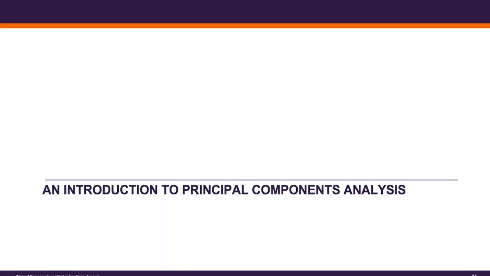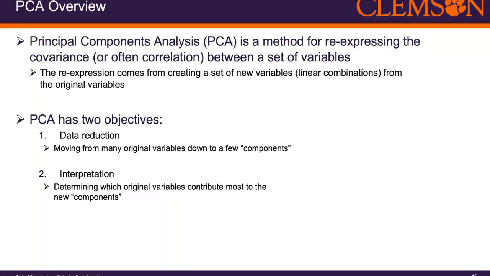But now let's put this in the context of PCA, or principal components analysis. Principal components analysis is a method for re-expressing the covariance or often correlation matrix of a set of variables. This re-expression comes from creating a set of new variables, which are linear combinations of the original variables. Remember, linear combinations are weighted sums of variables.